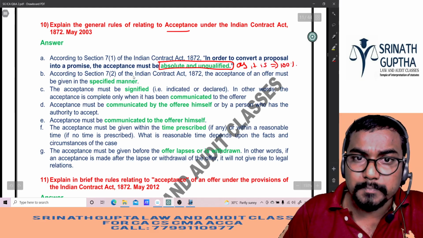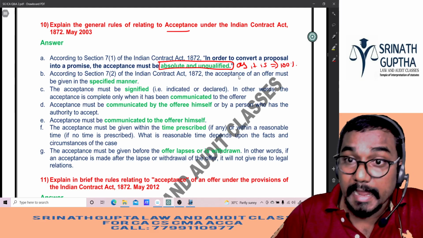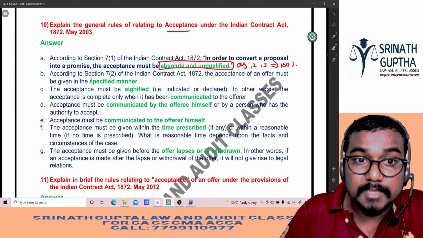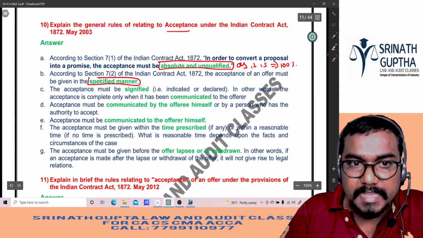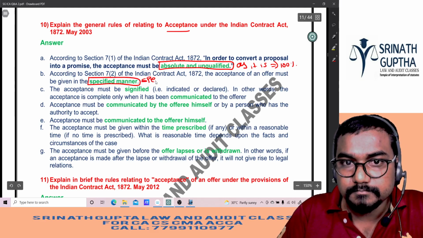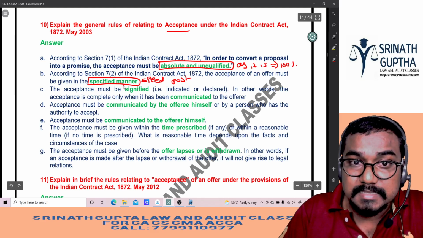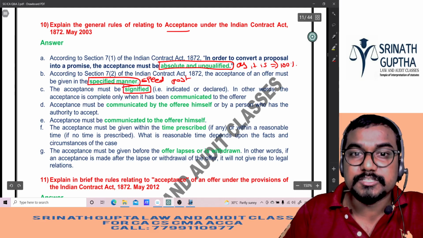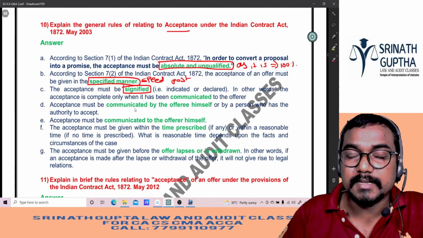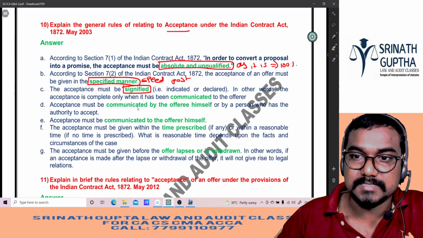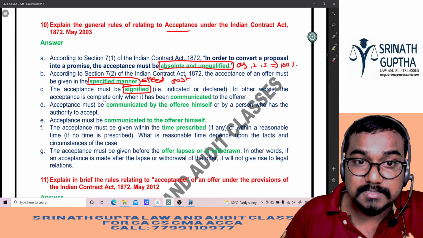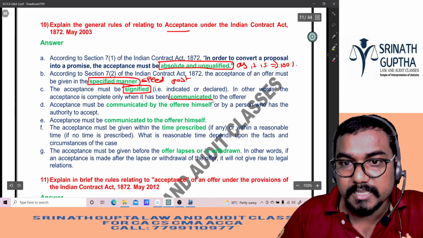As per Section 7(2) of the Indian Contract Act, acceptance of the offer must be in the specified manner, for example, speed post. And acceptance must be signified, that means expressed, specified, indicated. That is, you have to communicate the acceptance. In other words, acceptance is complete only when it is communicated.